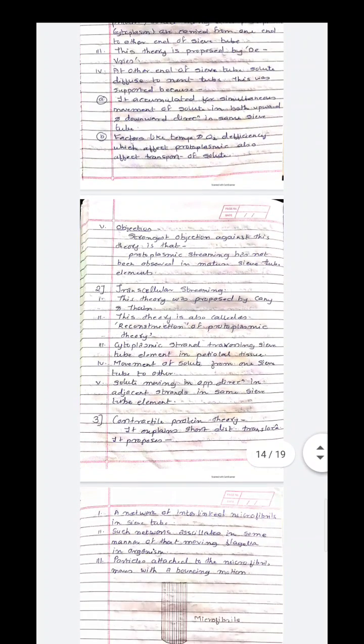प्रोटोप्लाज्मिक थ्योरी में हमने क्या बताया कि वहाँ पे जो भी sieve tubes है, sieve tubes वहाँ का जो solutes रहता है, solutes को ट्रांसपोर्ट करती है. साथ में इंटरसेलुलर थ्योरी में क्या बताया है कि जो भी साइटोप्लाज्मिक स्ट्रैंड्स है, these cytoplasmic strands also travel and also translocate the solutes with the sieve tubes.